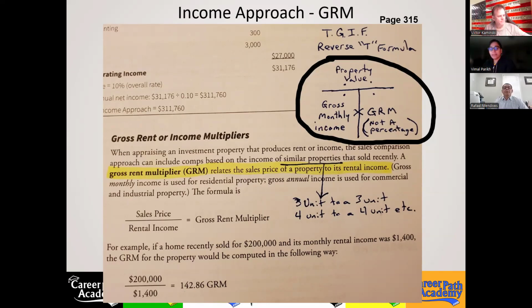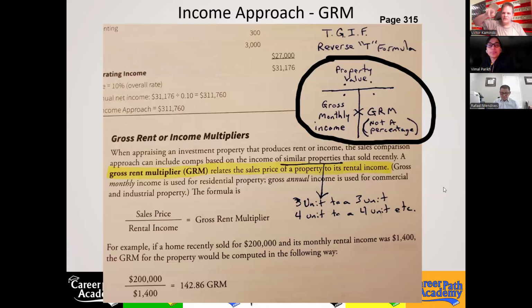Should we write it down, that thing? Of course, it's good to have it right there in your book, where they're talking about the GRM. On the previous page, you wrote cap rate, and the T formula next to it, how to calculate it. So on this side, we're just writing the reverse T formula. At least that's what I call it.